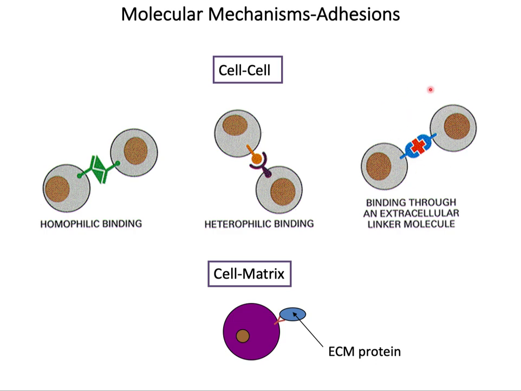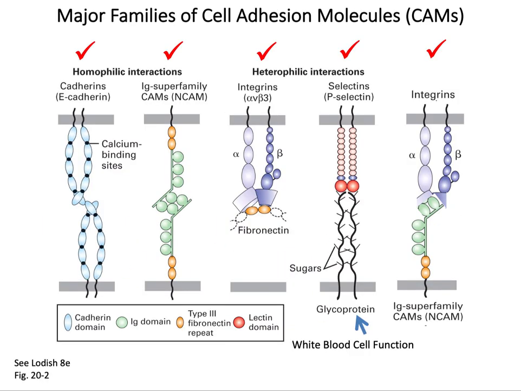Sometimes cells can interact with each other through an extracellular linker molecule, and this is shown on the right side of this slide, but this is very rare, and we are not going to consider these types of interactions. We're just going to talk about the homophilic interactions between cells and the heterophilic interactions between the cell and the matrix. So this slide shows two examples of homophilic interactions and two examples of heterophilic interactions.